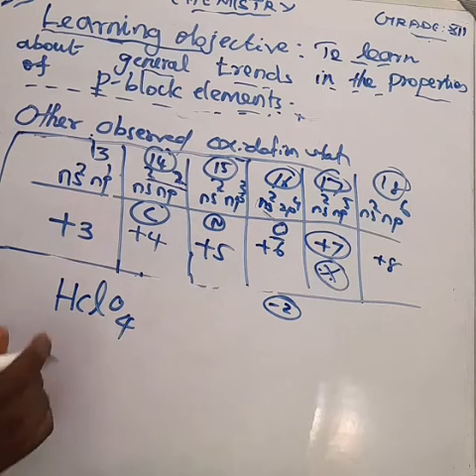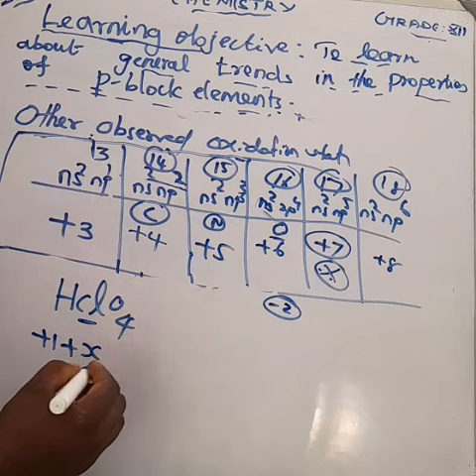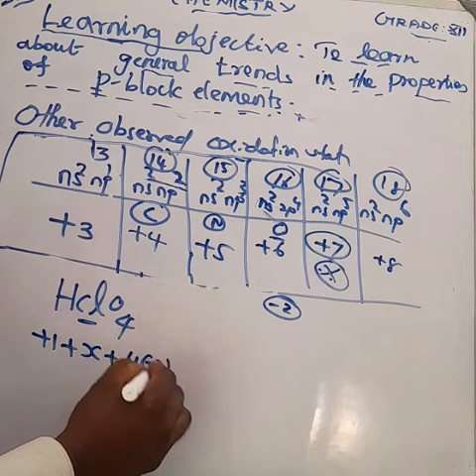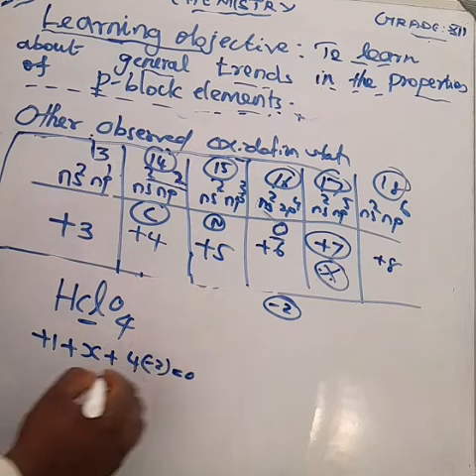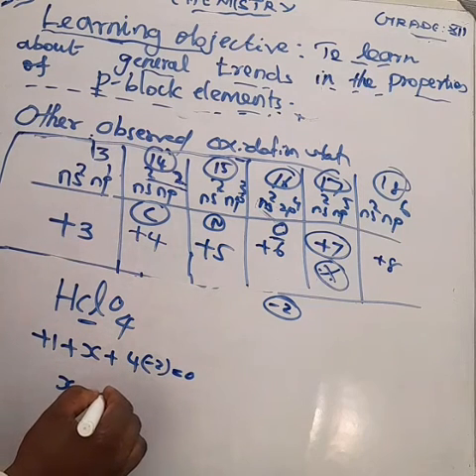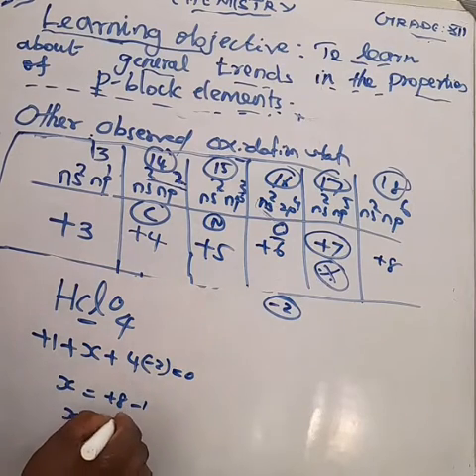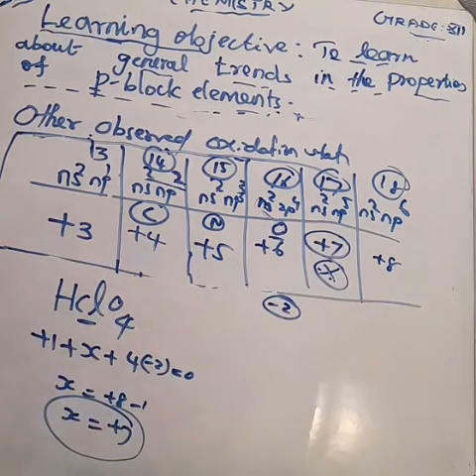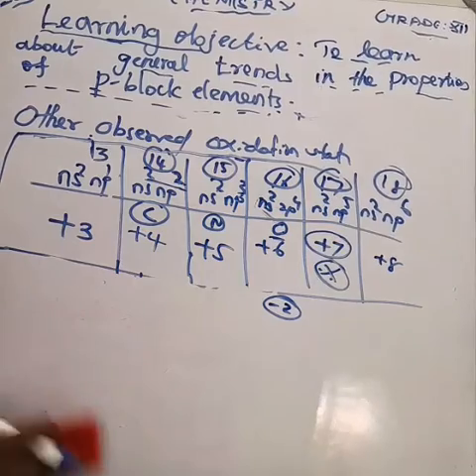HClO4. Here hydrogen, all of you know, is plus 1. Am I right? Plus the halogen, chlorine, taken as X, plus 4 oxygens, each oxygen is minus 2, is equal to 0. So plus 1 plus X minus 8 is equal to 0. X is equal to plus 8 minus 1, so X is equal to plus 7 oxidation state. Yes or no? Can you understand, my dear children? So the highest oxidation state is plus 7.